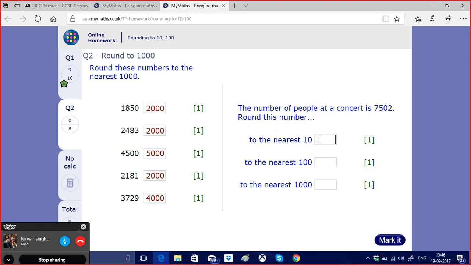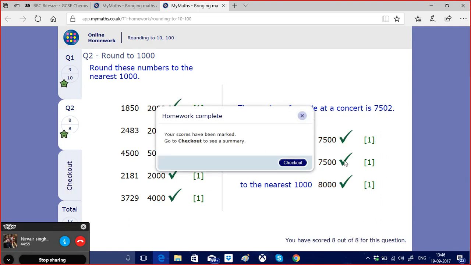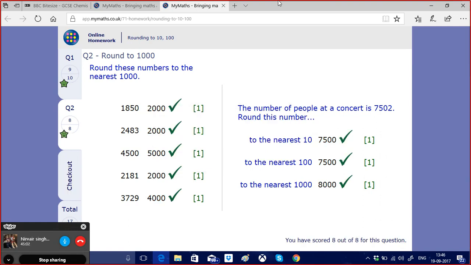The number of people at the concert is 7,502. Round this number to the nearest 10. 7,500. Round up to the nearest 100. 7,500 again. Yes, good. Nearest 1,000. 8,000. Oh, yes. Oh, fantastic. Your answer is right. That's great.